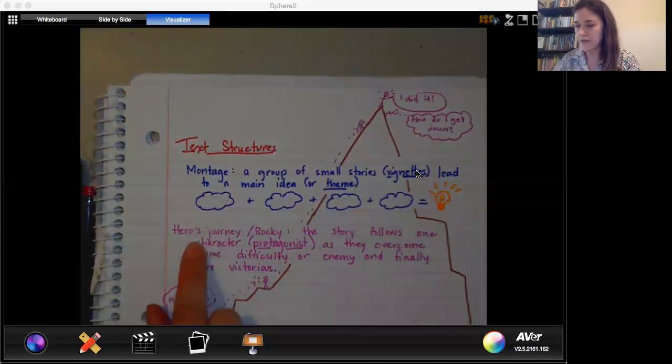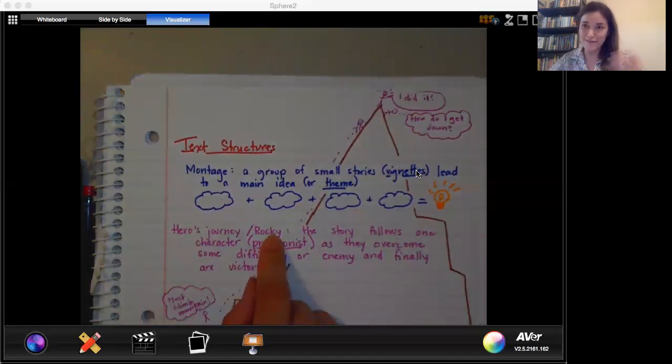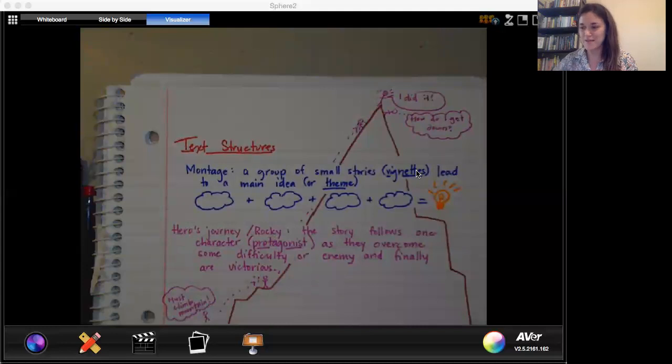And then the other type of story that we see in these narratives that we've read is the hero's journey, which I think of as, like, Rocky is the classic hero's journey. Star Wars is also a really classic hero's journey. It usually follows one character that's the protagonist.